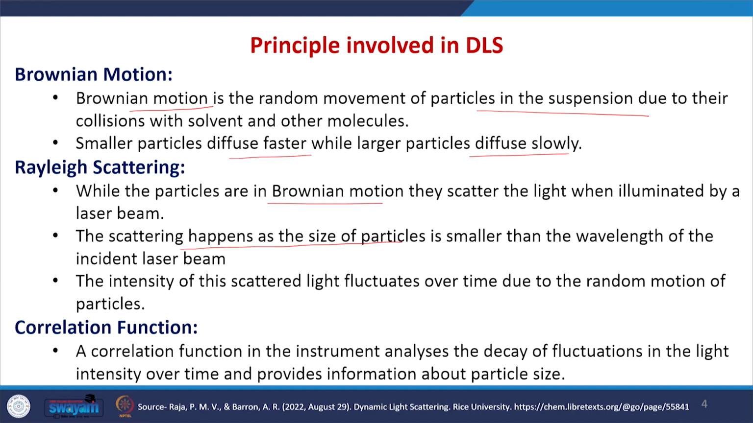The intensity of the scattered light fluctuates over time due to random motion of the particles, and the correlation function in the instrument analyzes the decay of fluctuation in the light intensity over time and provides the information about the particle size. Let us learn about the various parts of DLS and their function.